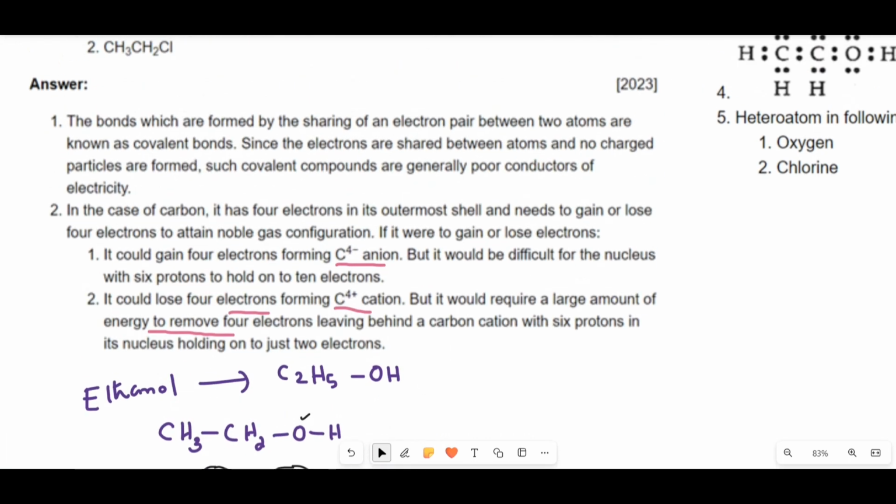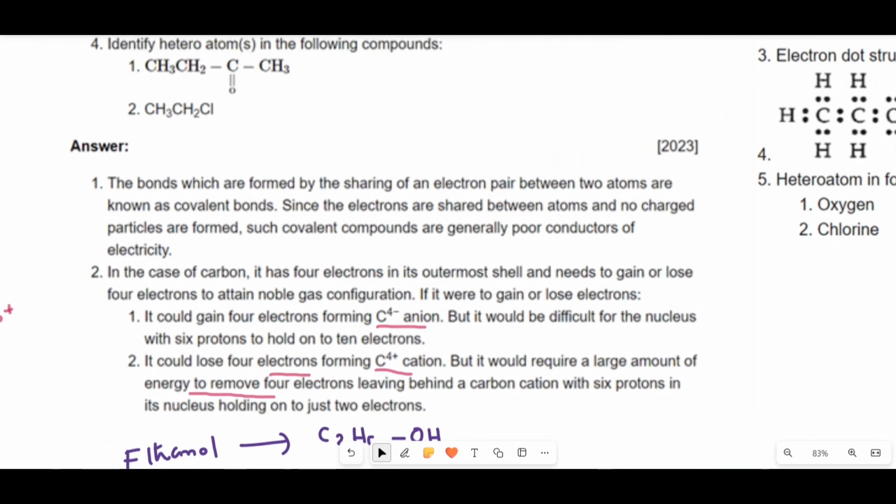Now there is one more question. Identify the heteroatoms in the following compounds. What is a heteroatom? The atom which is forming a functional group, okay? It makes carbon have different properties. So here the heteroatom is oxygen. And here the heteroatom is chlorine. So these special atoms give special properties to carbon compounds. That's why they are called functional groups.